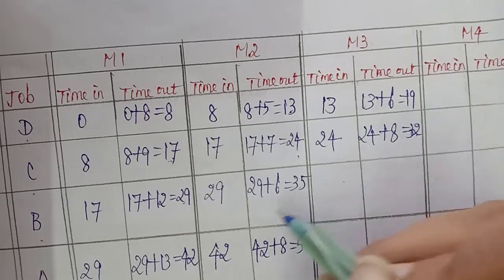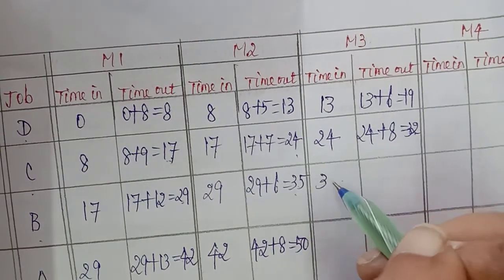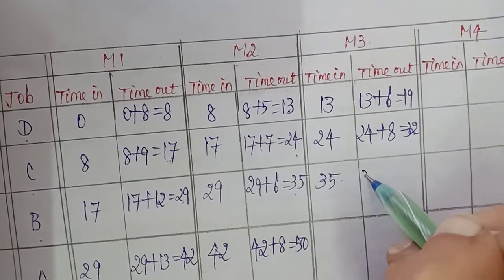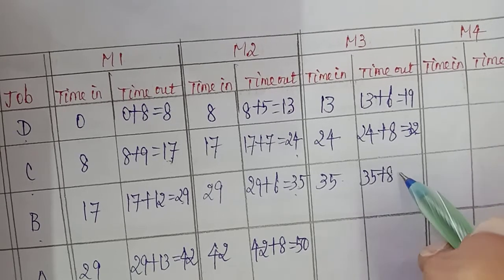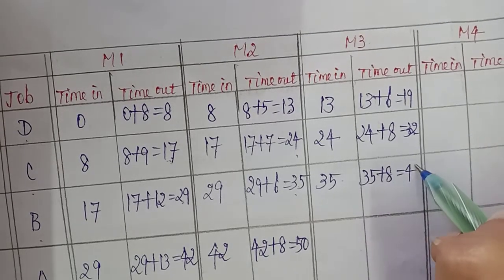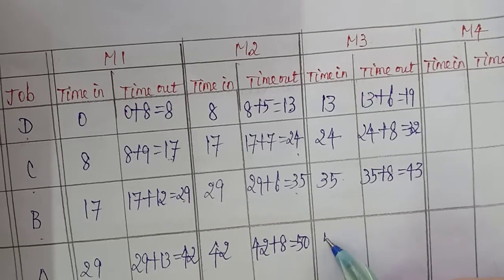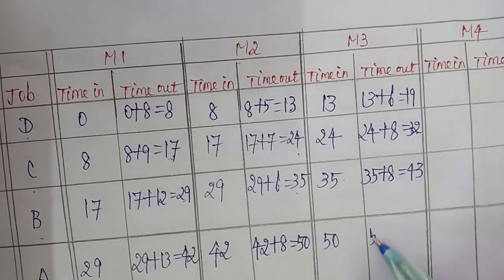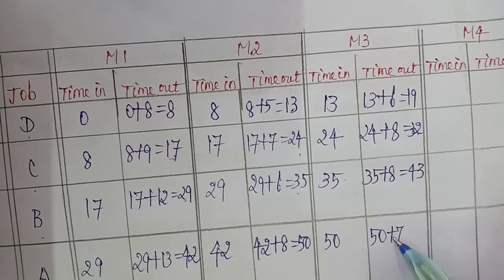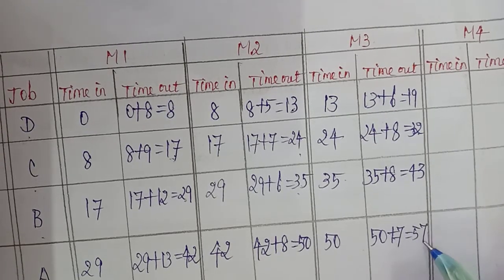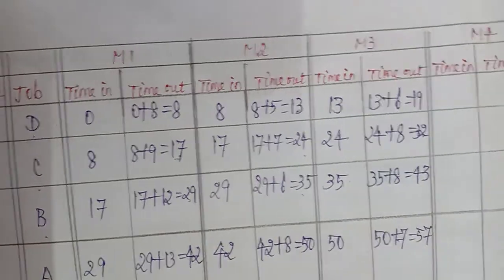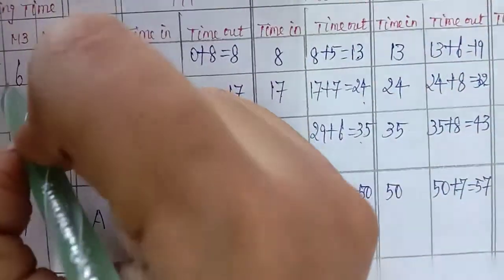Compare 32 with 35. 35 is the largest value. With 35 you add 8, 43. 43 and 50 you compare. 50 is the largest. So put 50. 50 plus 7, 57. Okay, so M3 calculation is over.